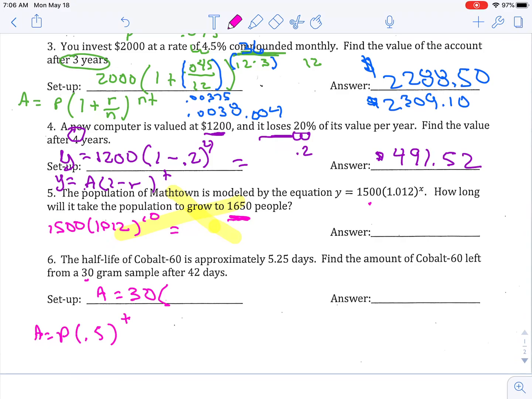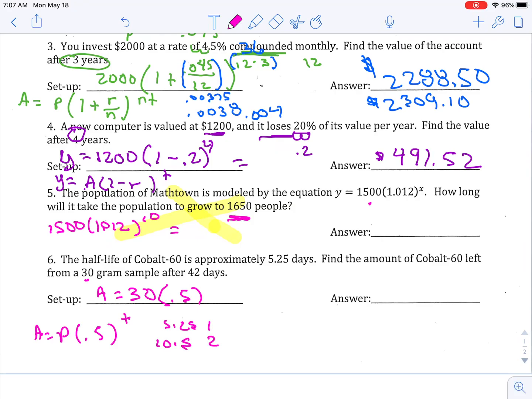It cuts in half every 42 days. So after 42 days, it's cut in half once. 84 days, it's cut in half twice, etc. Okay? Oh, sorry, no, the half-life is 5.25 days. So after 5.25 days, it's cut in half once. After 10.5 days, it's cut in half twice, etc.